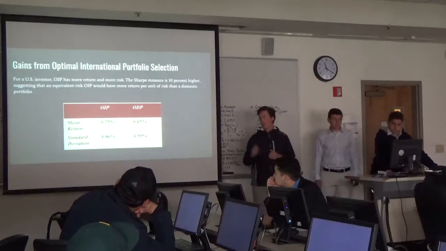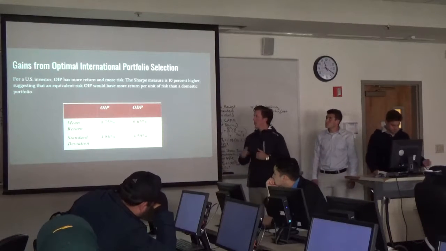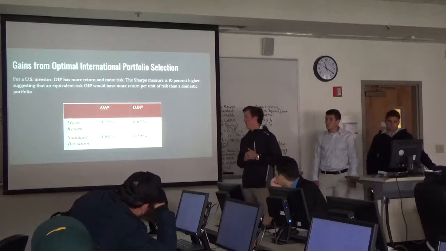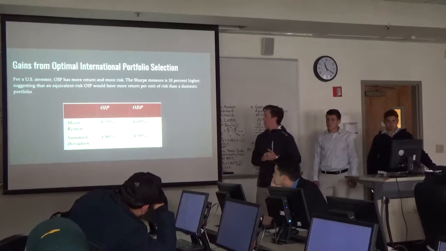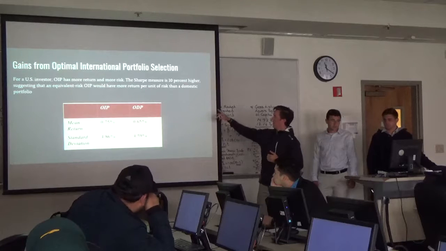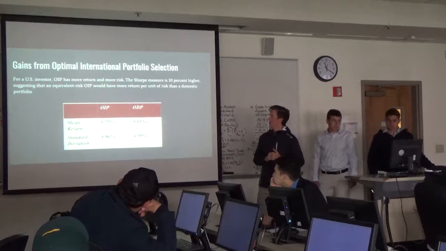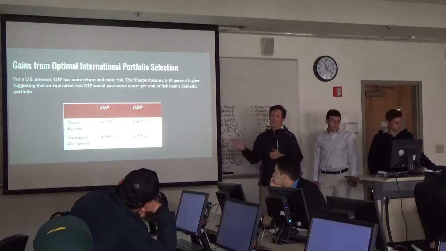And then this is another example of gains from the optimal international portfolio selection. It shows the mean returns and the standard deviation, which is the risk, for an international portfolio and a domestic portfolio. If you use the Sharpe ratio, we can see that the measure is 10% higher, suggesting that the international portfolio would have more return per unit of risk than the domestic portfolio.